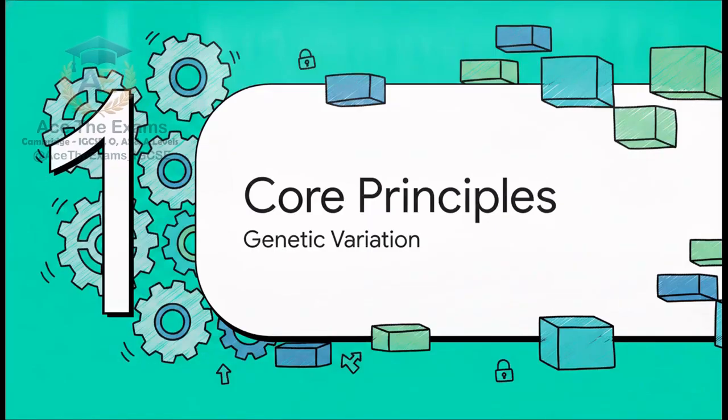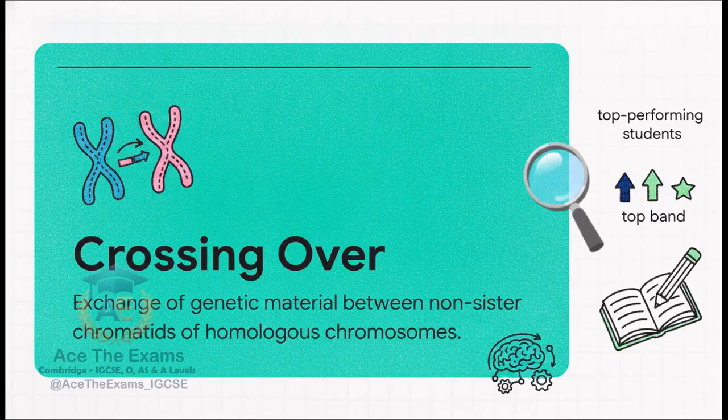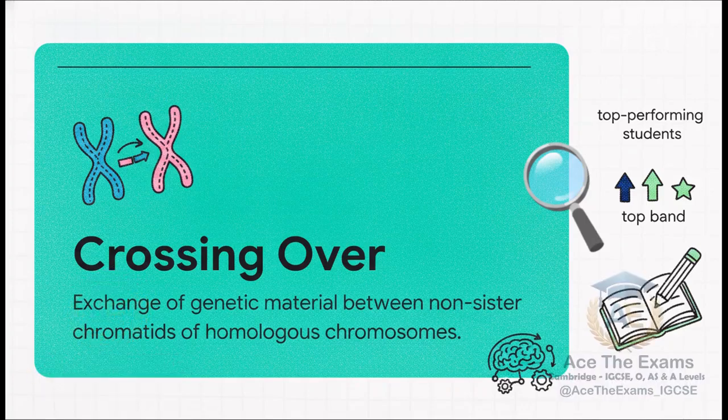All right, let's kick things off with Section 1, Core Genetic Variation Principles. First up is crossing over. Now, you absolutely must explicitly define this in your mind as the exchange of genetic material between non-sister chromatids of homologous chromosomes. Top-performing students always exhibit this really connected, conceptual understanding that transfers accurately to totally unfamiliar contexts. If you just write down chromosome swap pieces, you simply won't get the mark. You have to specify non-sister chromatids and homologous chromosomes. That exact precision? That is your ticket to the top band.